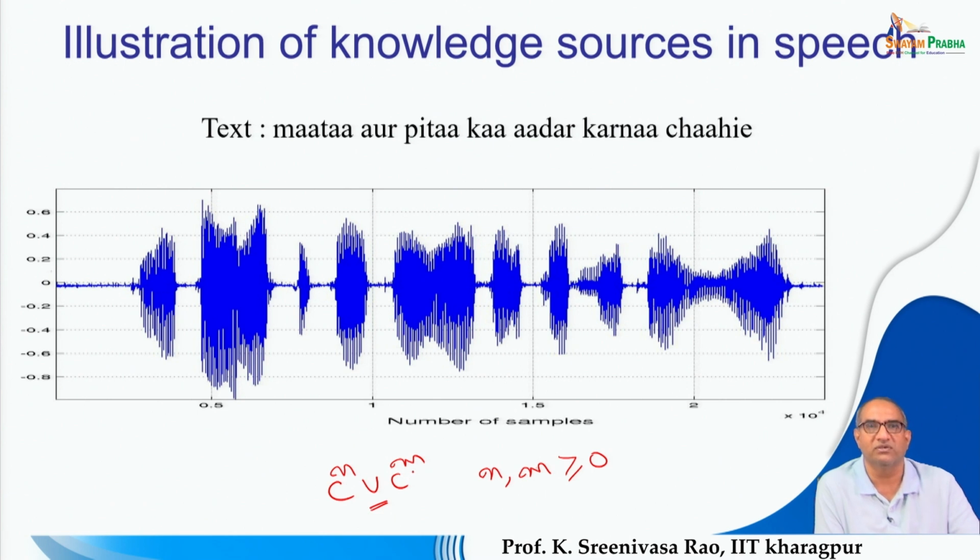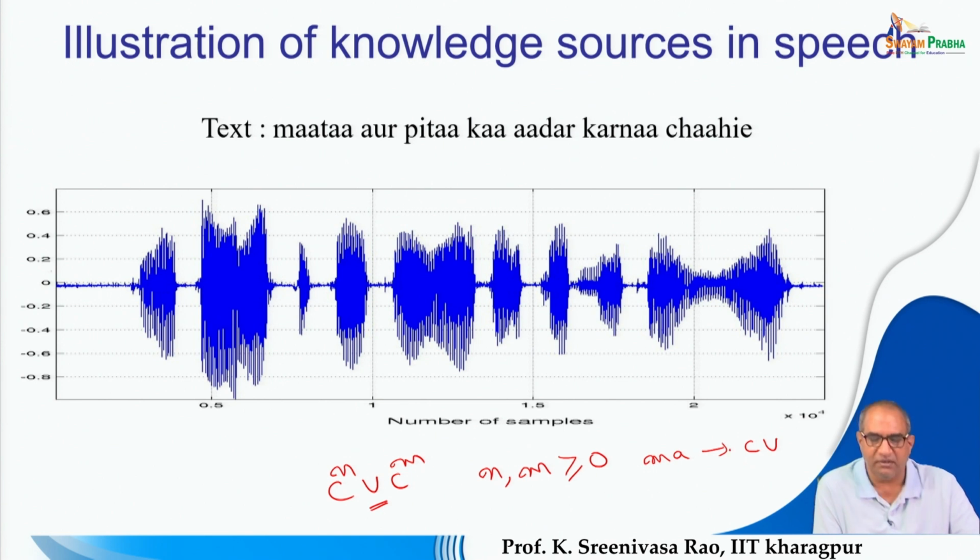For example, in "mata or pita ka adar karna chahiye", in the word "adar", the first "a" is a syllable. Here a is a vowel alone, with no consonants associated with it. Whereas in "mata", there are 2 syllables, ma and ta. The syllable ma is CV: the nasal consonant m followed by the vowel a.